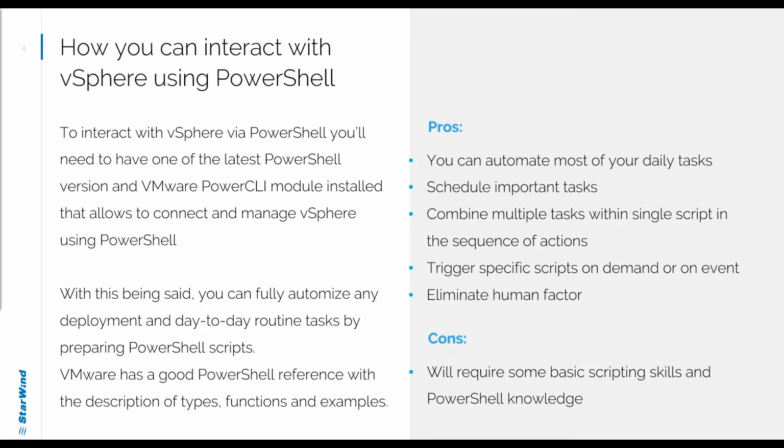Now, I just want to note that VMware has quite a solid PowerShell reference with over 700 cmdlets, along with quite good documentation and samples, which is basically all you need to start working with PowerShell and automate your daily routines. So with PowerShell, for example, you can automate, if not all, then probably most of your daily tasks. For example, run scheduled tasks, combine multiple tasks in a single script, trigger specific scripts on demand or on event.